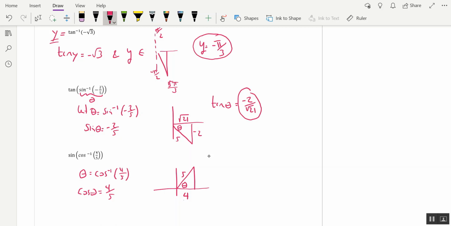Some people call that x over r. This would be y over r. I'm just using the terms adjacent for the side closest to the angle and hypotenuse for the hypotenuse of the triangle. And then we can fill in the missing side using the Pythagorean theorem. 25 minus 16 is 9. Square root of 9 is 3. So this is actually a 3, 4, 5 triangle. And now we can finish off the problem. Sine of theta. Sine is the y over the r, the y over hypotenuse, 3 over 5.